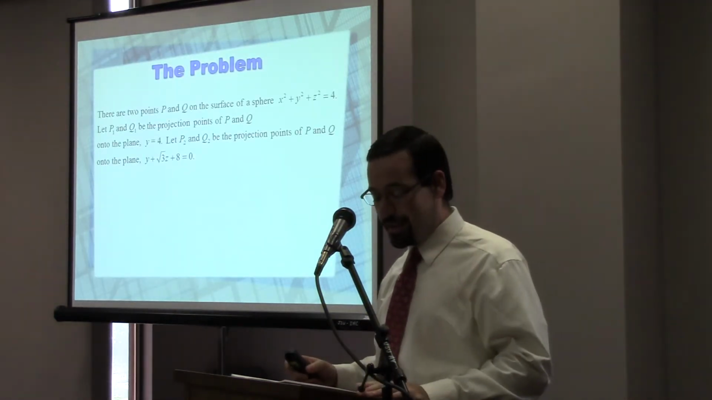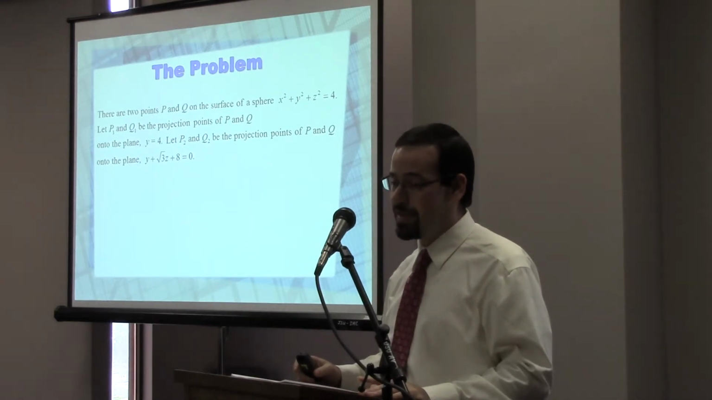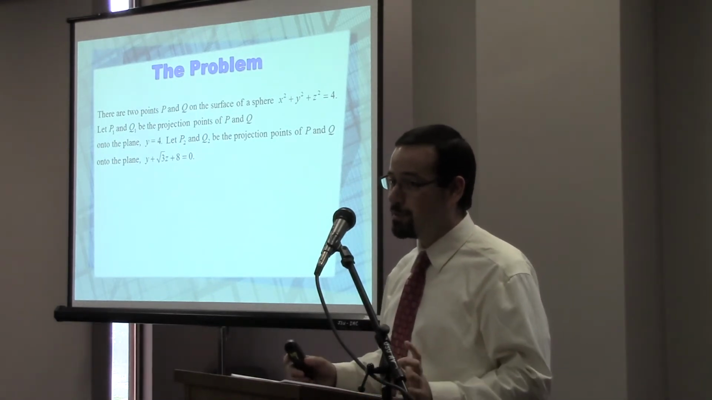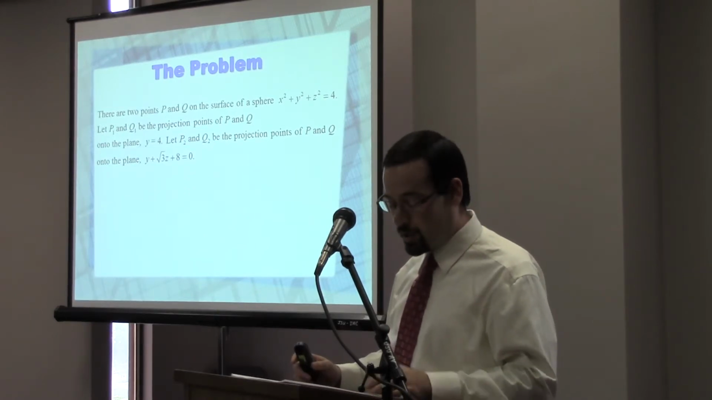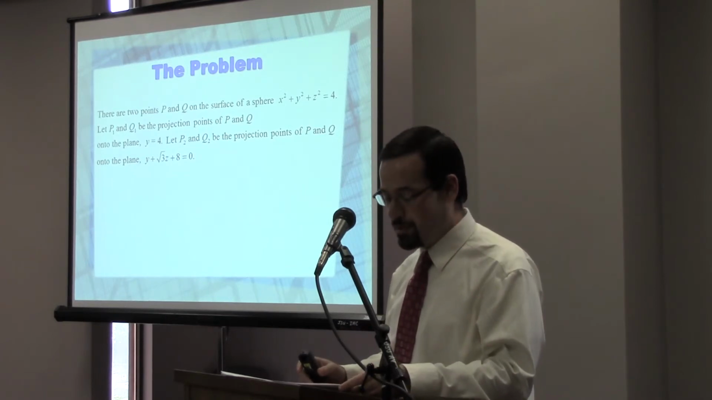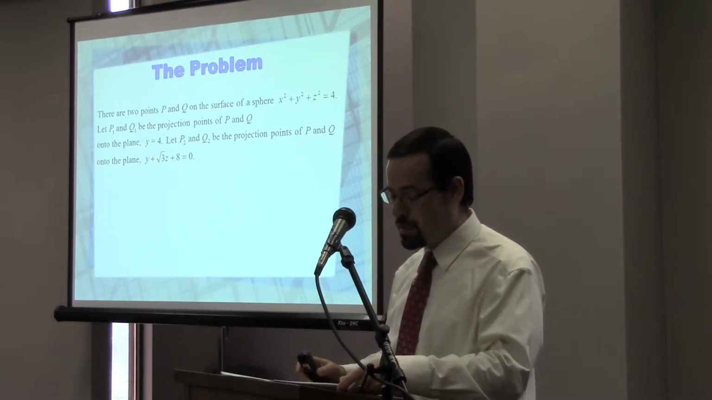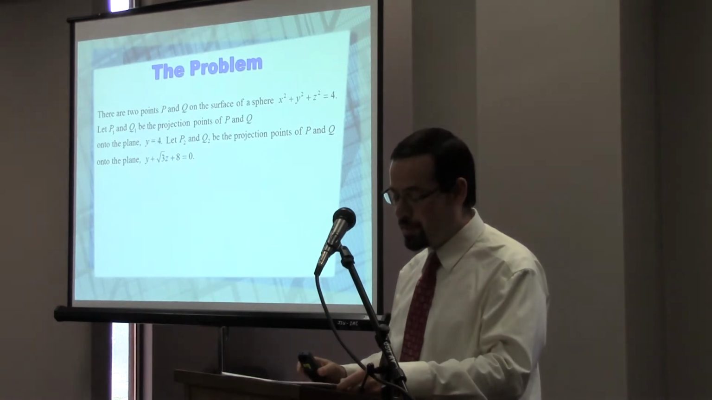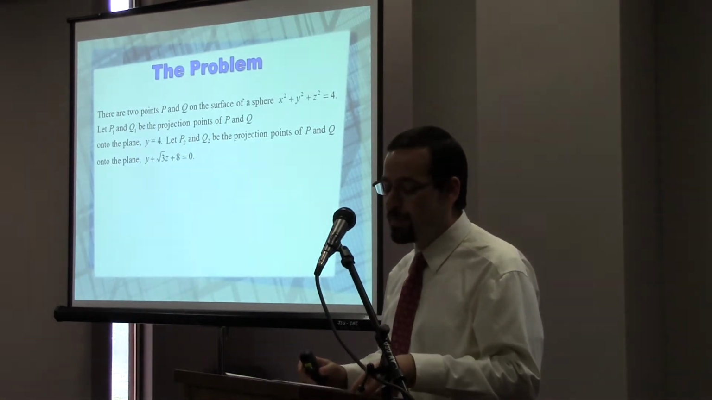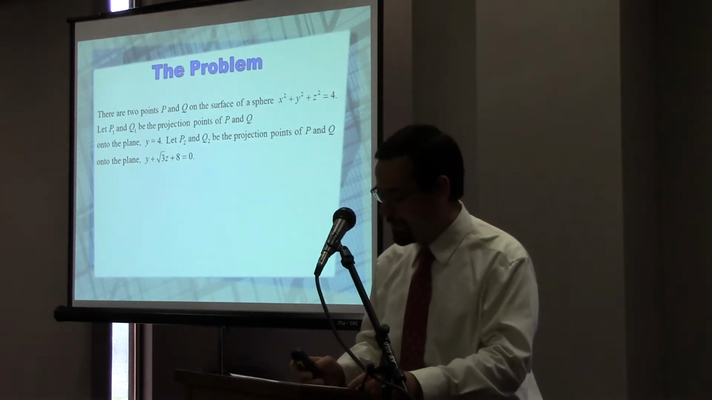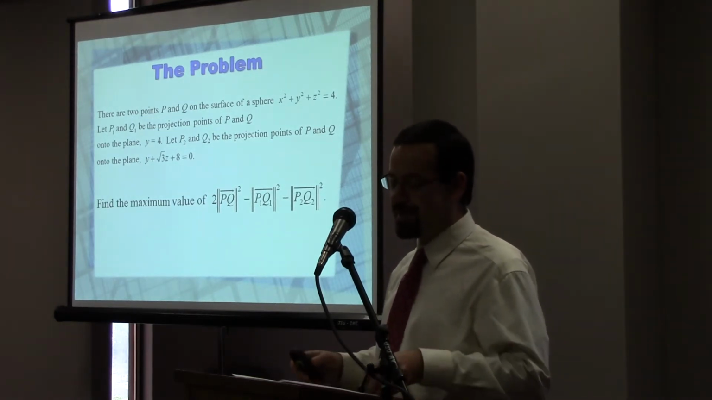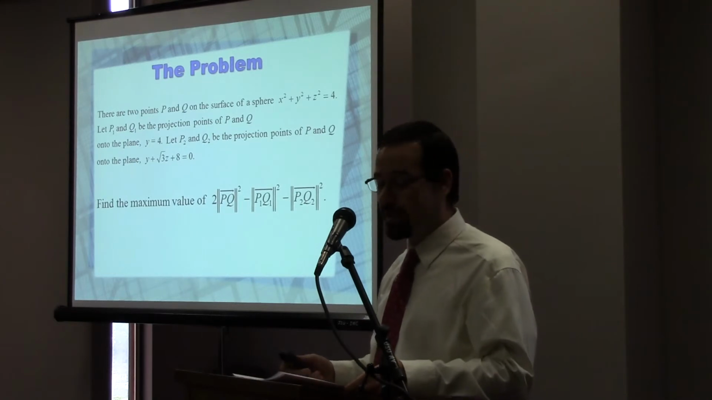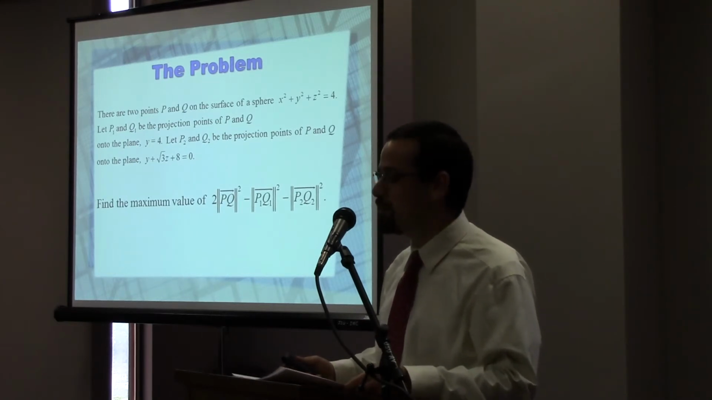We're given that there are 2 points P and Q on the surface of a sphere, which contains the origin, has a radius 2, that's the equation part. And we want to let P1 and Q1 be projection points of P and Q onto the plane y equals 4. And let P2 and Q2 be projection points onto this other plane given by y plus 3z plus 8 equals 0. And our goal is to find the maximum value of 2 times the magnitude of the PQ vector squared minus the magnitude of P1, Q1 vector squared minus the magnitude of P2, Q2 vector squared.